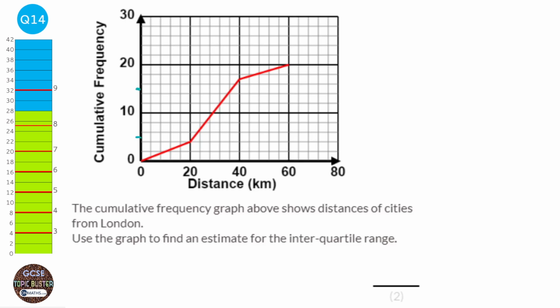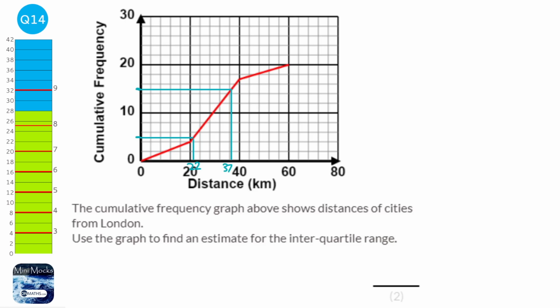So we draw a line across to find our lower quartile, a line across and down. And I think that is roughly 22. We do the same again for our upper quartile. Line across and down. And that's roughly, I mean, these are going up in 4s, so maybe 37. Because this line here would be 36, that would be 37.